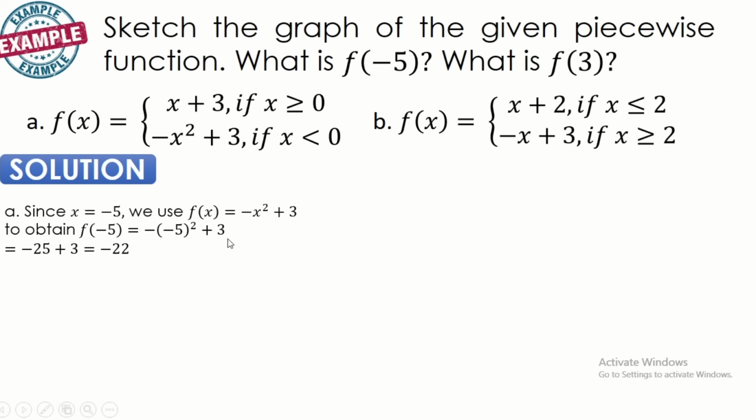Kagaya sa ginawa kanina sa previous slide, i-substitute lang natin. Again, lagyan ng parenthesis. Negative 5 times negative 5 is positive 25, times negative, that is negative 25, plus 3. So the answer is negative 22. And if x is 3, ano ang gagamitin natin? Itong function na to. So therefore, simply substitute, the answer is 6.